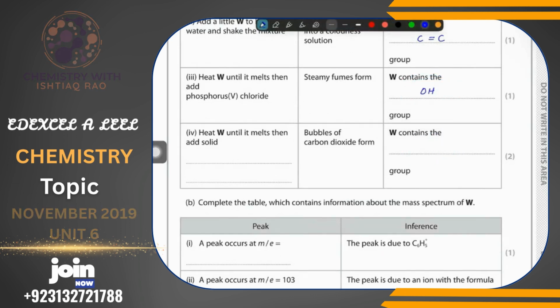Heat W until it melts, then add solid. Bubbles of carbon dioxide form. So W contains what?